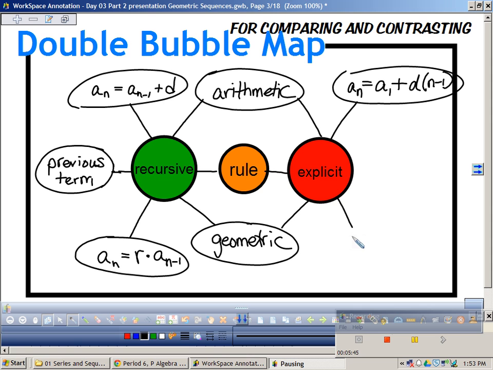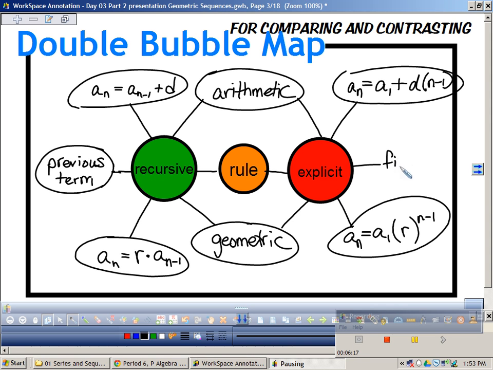And then my geometric rule is to find some term. I'm going to start with my first term, and then it talks about what I need to do in order to jump. Now the explicit, it may deal with the previous term, but that's not what I'm looking for. What I'm looking for when I first try and figure out whether it's explicit or recursive is that first term.